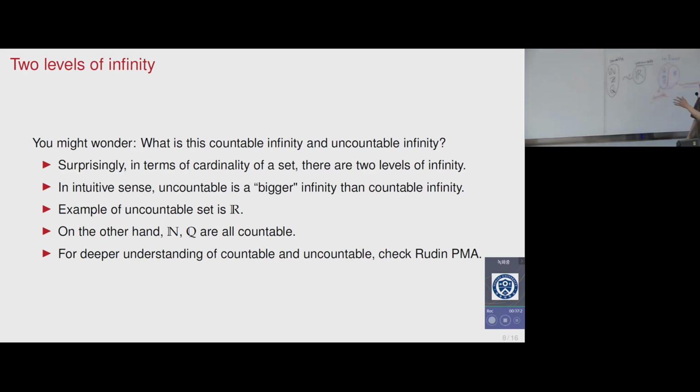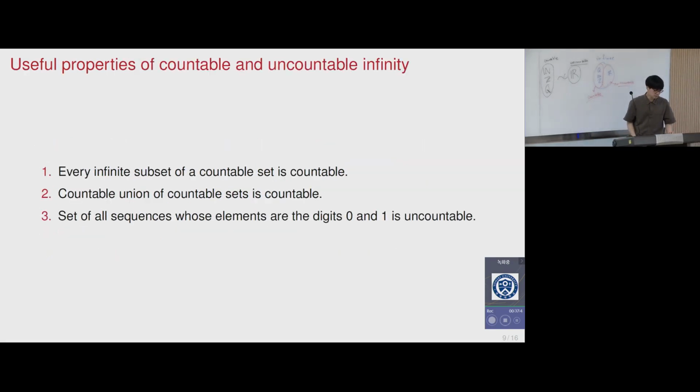I didn't write it here, but you can make a function that is a one-to-one onto function between these sets. But you can't make a one-to-one onto function here. It kind of shows that R is actually a bigger set. So there are two levels of infinity that come into play.